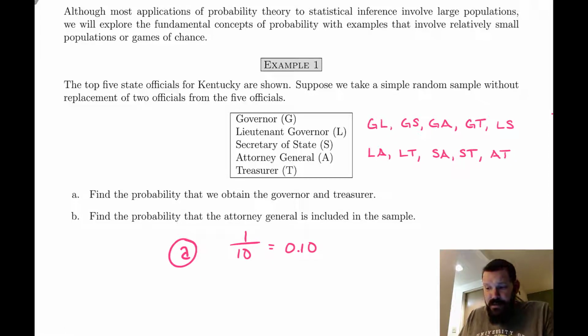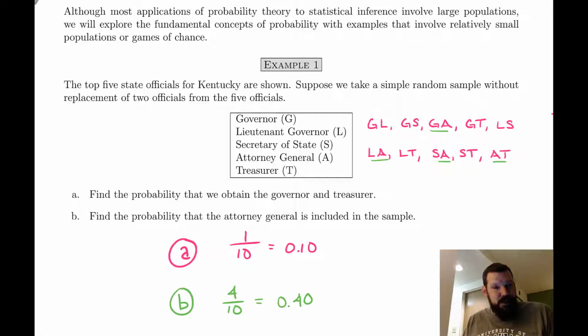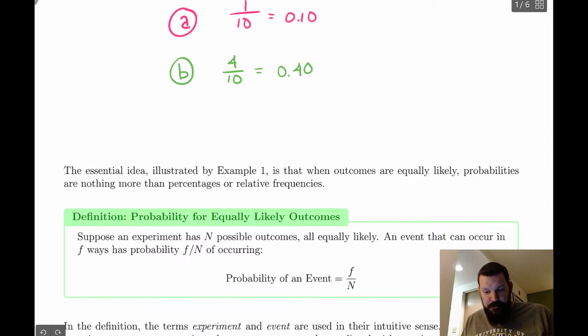Part B, find the probability that the Attorney General is included in the sample. So we need to find all the possible combinations of 2 officials where the Attorney General is listed. There's 1, 2, 3, 4. So we have 4 possible combinations out of 10. So there's a 4 in 10 chance that we'll have the Attorney General in one of those groups, which gives a probability of 4 out of 10, or 0.40.